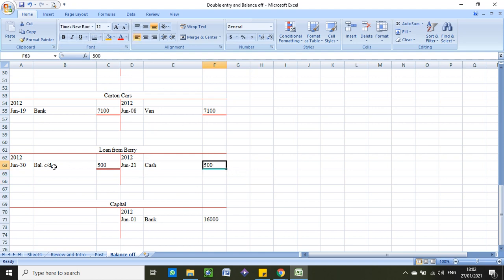And then I will transfer this balance carried down to the opposite side, which is the debit side. June, July. So July 1st, description, balance brought down, the amount 500.